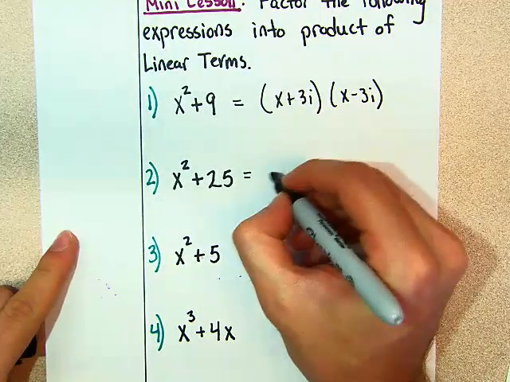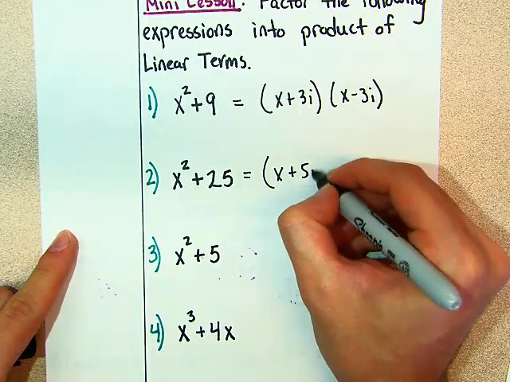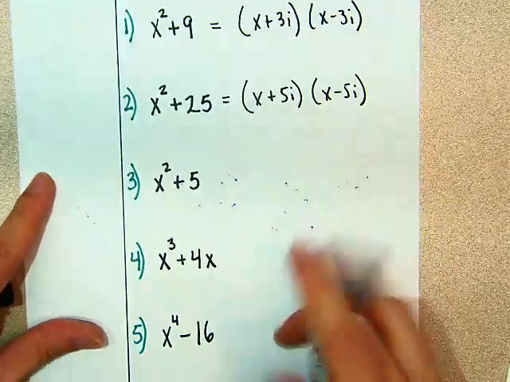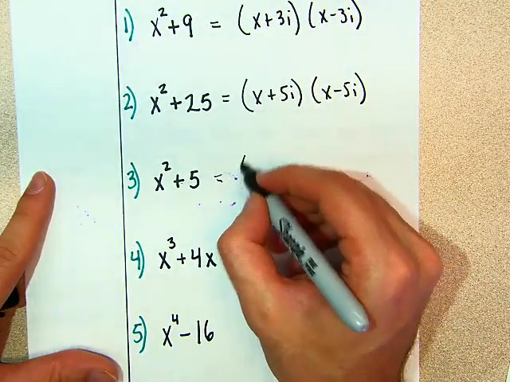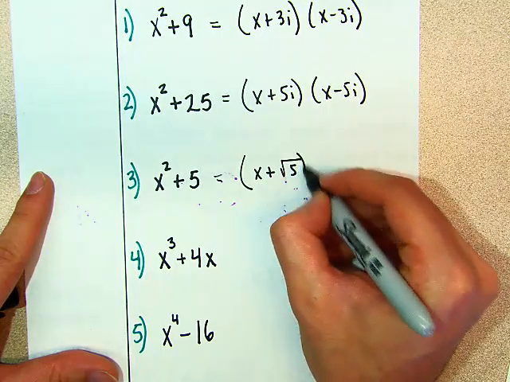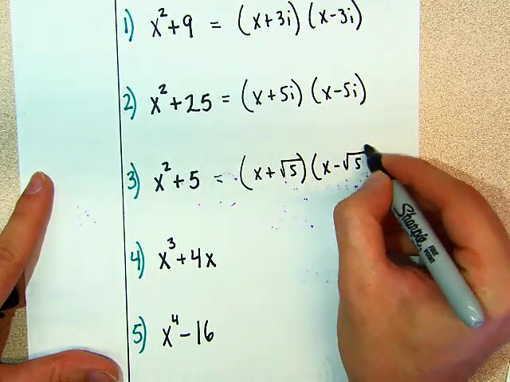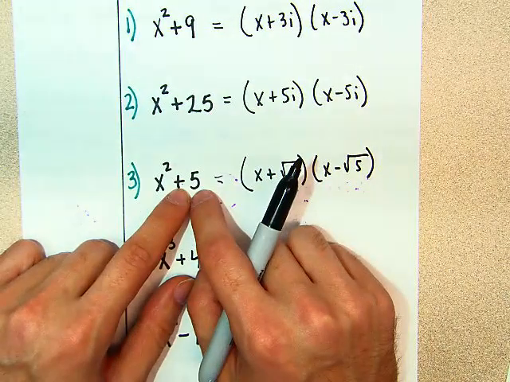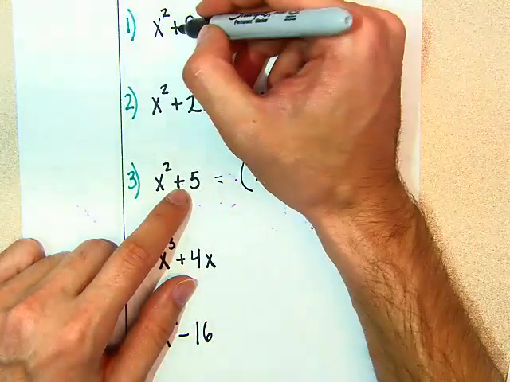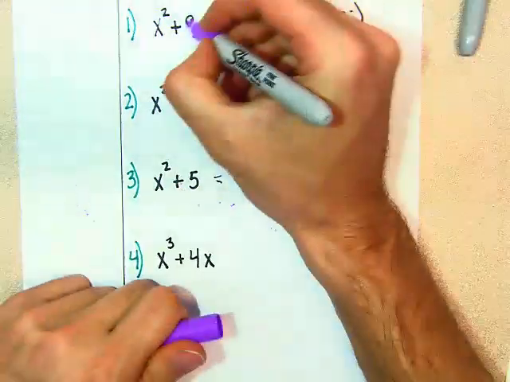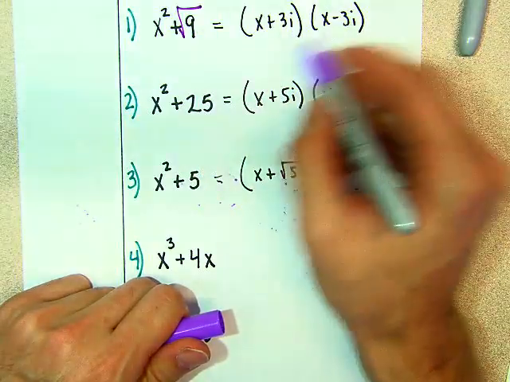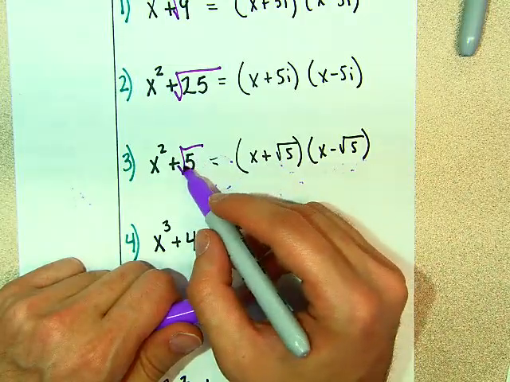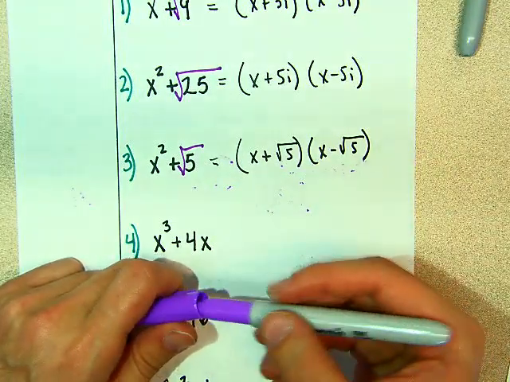The next one will simply equal x plus 5i times x minus 5i, and we just did this, right? This one is equal to x plus square root of 5 times x minus square root of 5. Because here, 9 is a perfect square, 25 is a perfect square, and 5 is not a perfect square. What's the square root of 9? It's 3 and 3. What's the square root of 25? It's 5 and 5. The square root of 5 doesn't simplify, so you just write it as the square root of 5.